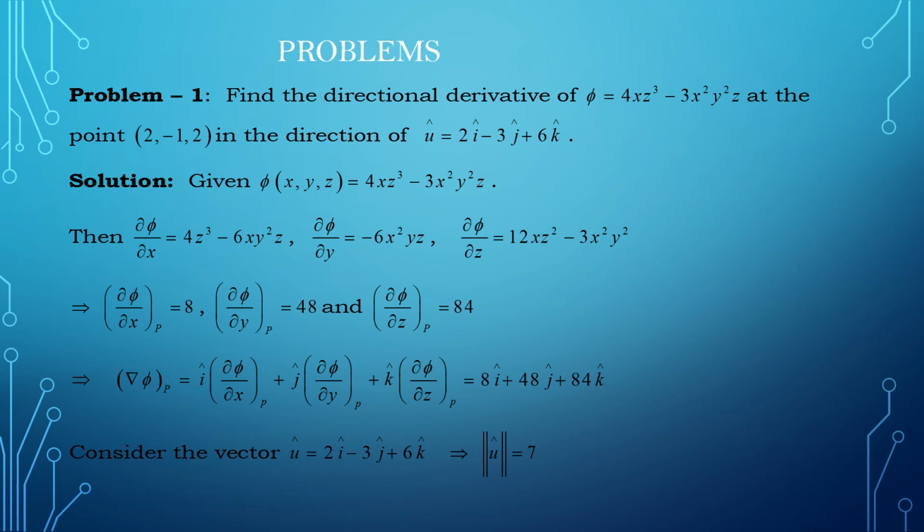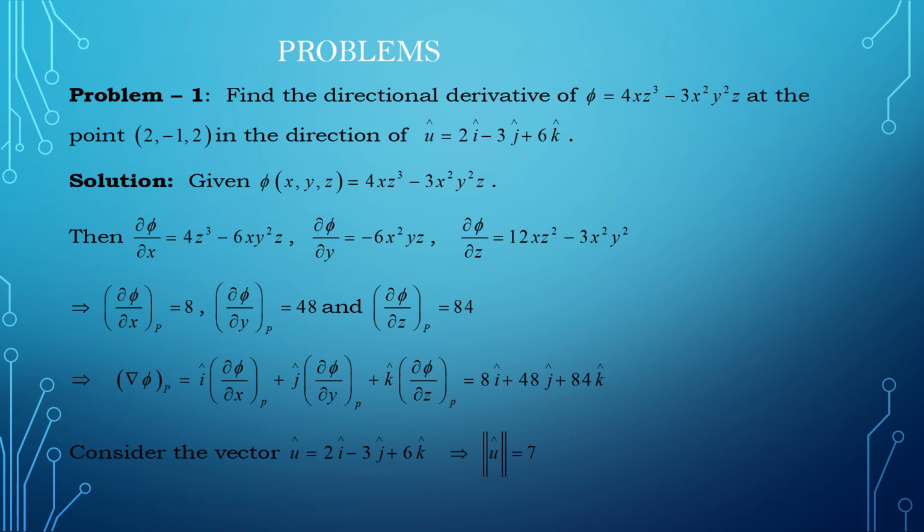Now we have to find the gradient of phi. The gradient of phi is denoted by del phi, which equals i cap dou phi by dou x plus j cap dou phi by dou y plus k cap dou phi by dou z. Here we find del phi at the given point P (2, minus 1, 2). We obtain del phi at P equals 8i cap plus 48j cap plus 84k cap.